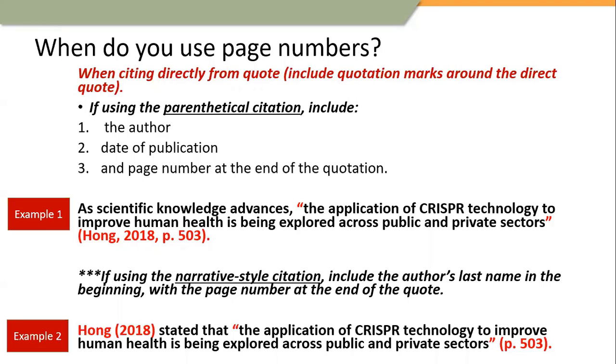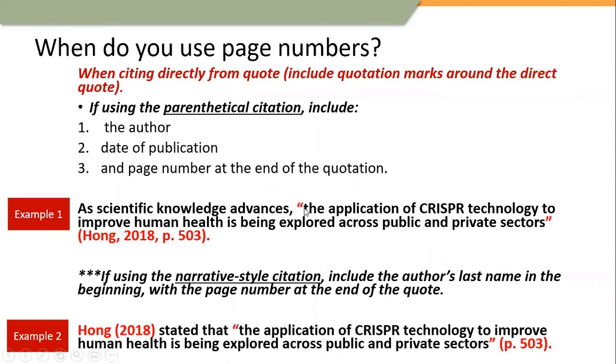So I'm going to repeat that. If you are including a direct quote, a word for word quote from another author, you must include the citation with a page number, no exception. So in this example, author, date of publication, which is the year, and the page number at the end is what you would include for parenthetical citation. So in this example, it says, as scientific knowledge advances.